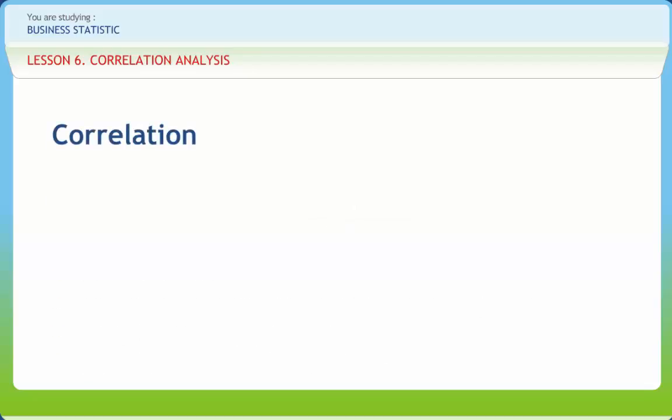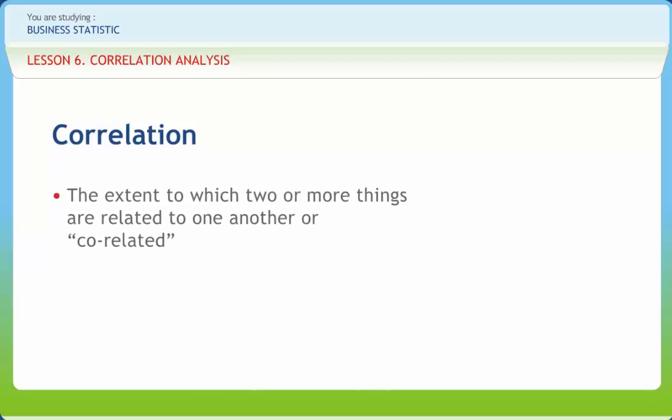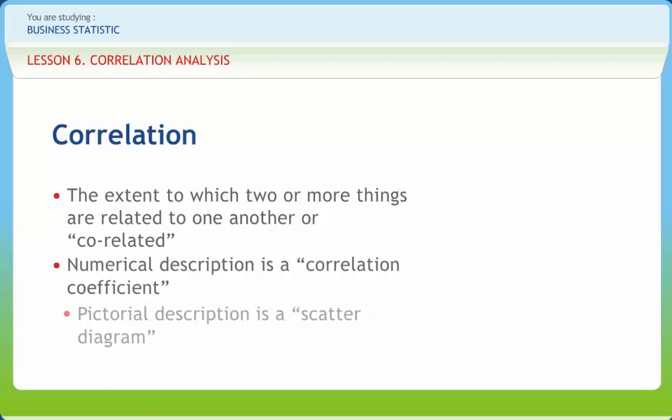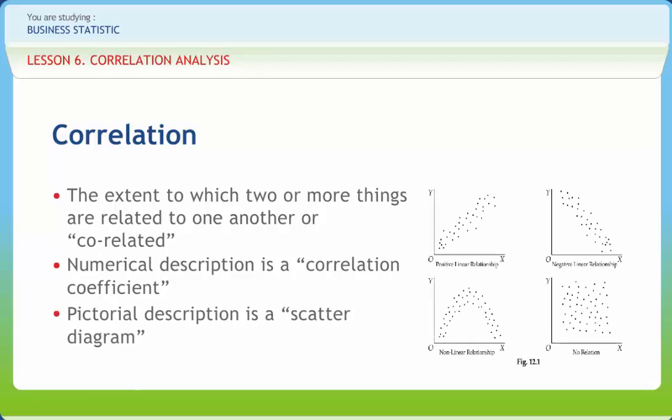Correlation is a mathematical concept which describes a pattern of numbers. Correlation is the extent to which two or more things are related to one another or correlated. Numerical description of correlation is a correlation coefficient and pictorial description is a scatter diagram. As such, it may not help to understand what is going on in the real world and also does not tell you why one variable is correlated with another.